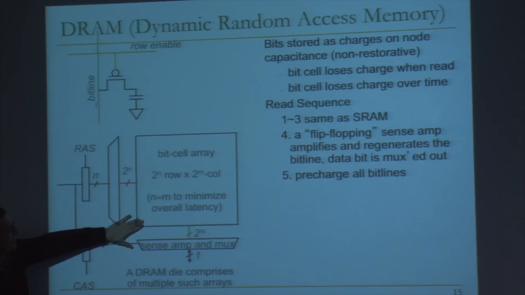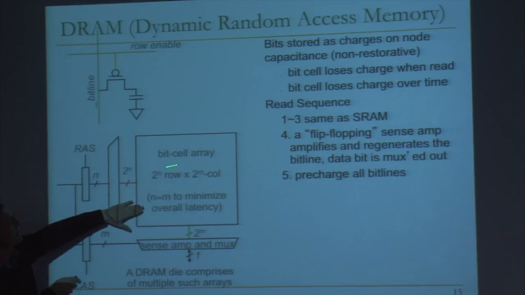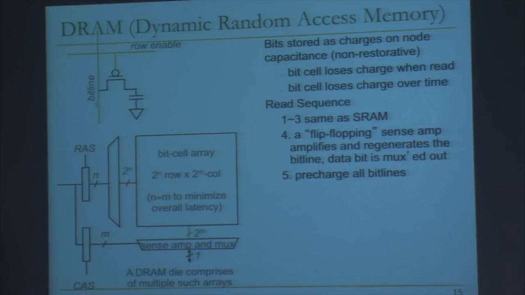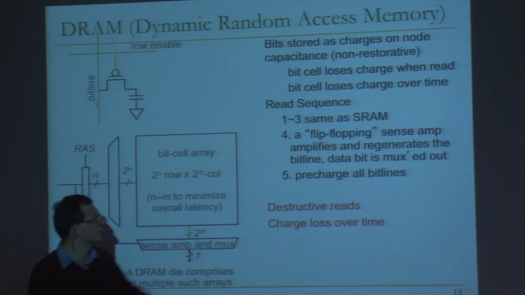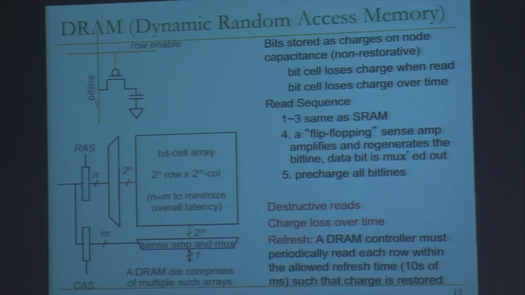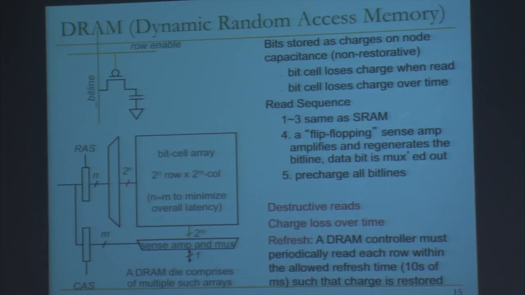Once the access is done, once you actually get the data out, now you can precharge the bit lines such that the cell array is ready for the next access. Okay? So one of the other key differences, other than the interface, is the reads are destructive over here. Right? And the second key difference is you get charge loss over time. This is because the capacitor leaks. So you need to refresh DRAM, and you don't need to refresh SRAM.